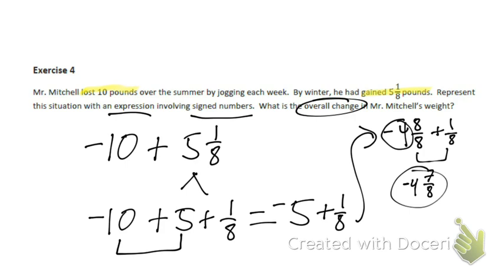Let's recap that real quick. Lost 10 pounds, right? That's why it's negative 10. Then he gained 5 1/8, so that's why it's plus 5 1/8. Right here, we broke up the 5 1/8 to become 5 plus 1/8. Add the whole numbers first. Get the negative 5 there. And negative 5 plus 1/8. I changed that negative 5 to negative 4 and 8 eighths, just so it's easier to combine with the fractions, right? 8 eighths take away 1 eighth is 7 eighths.